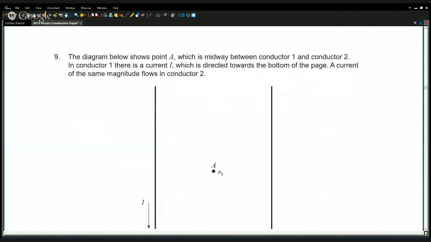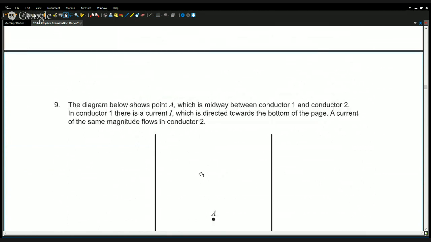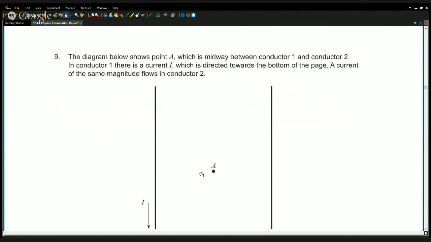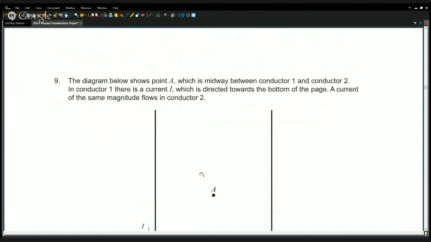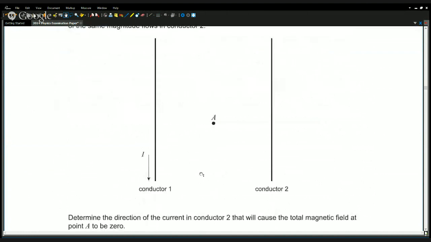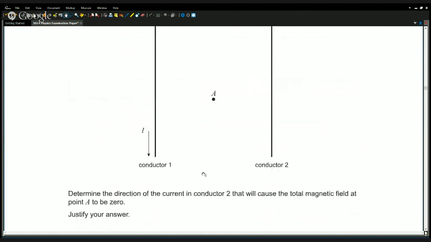Okay, the diagram below shows point A, which is midway between conductor 1 and conductor 2. In conductor 1, there is a current I, which is directed towards the bottom of the page. A current of the same magnitude flows in conductor 2. I was going to ask what's the direction, but that's actually the question for us. So we've got current 1 going down.